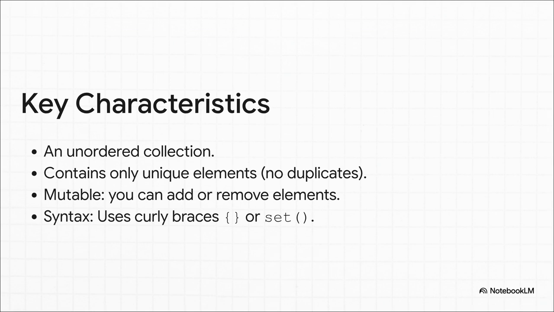So let's break that down. Unordered means you can't ask for the first item or the third item because there is no first or third. Unique means if you try to add something that's already in there, Python just ignores you. Nothing happens. And unlike a tuple, a set is mutable. You can totally add and remove items, and you'll spot them by their curly braces.